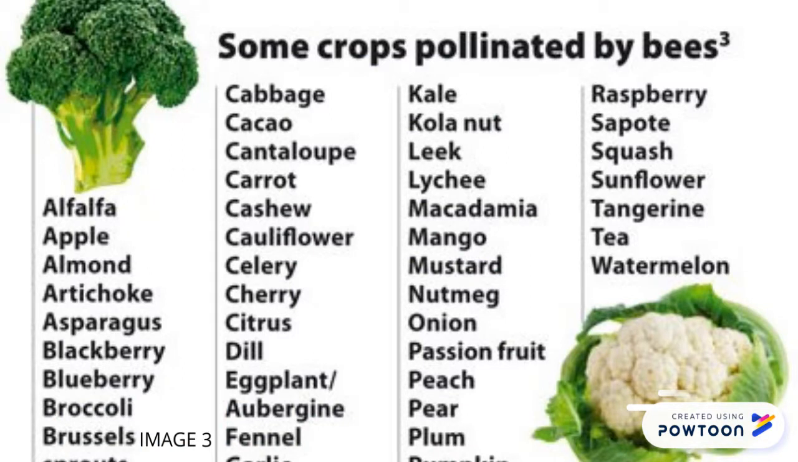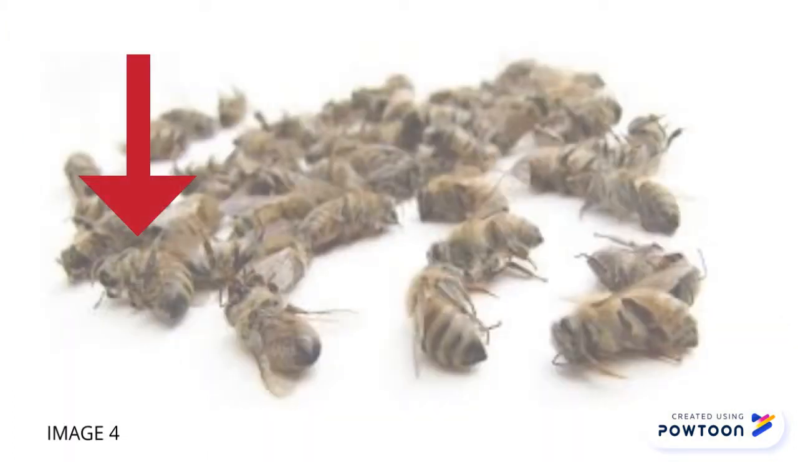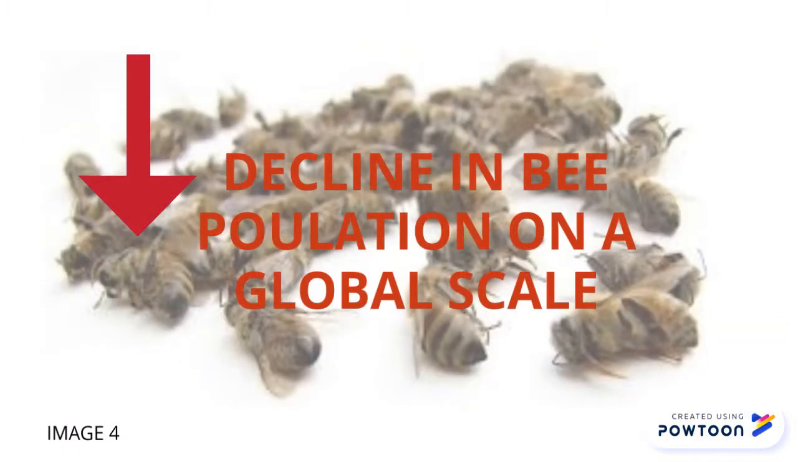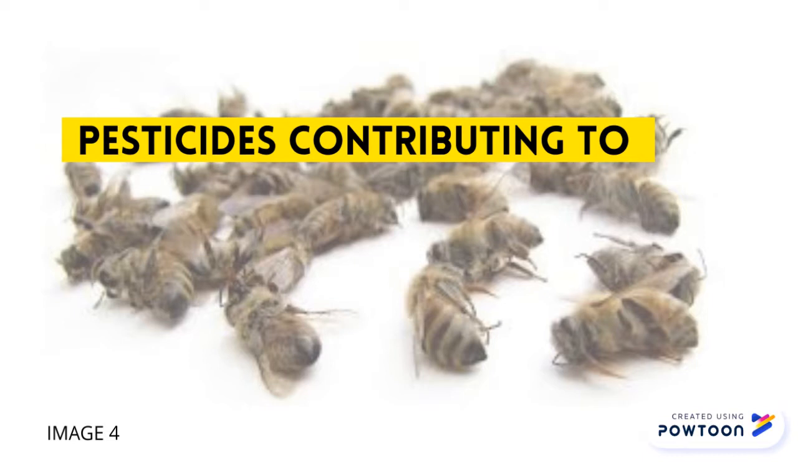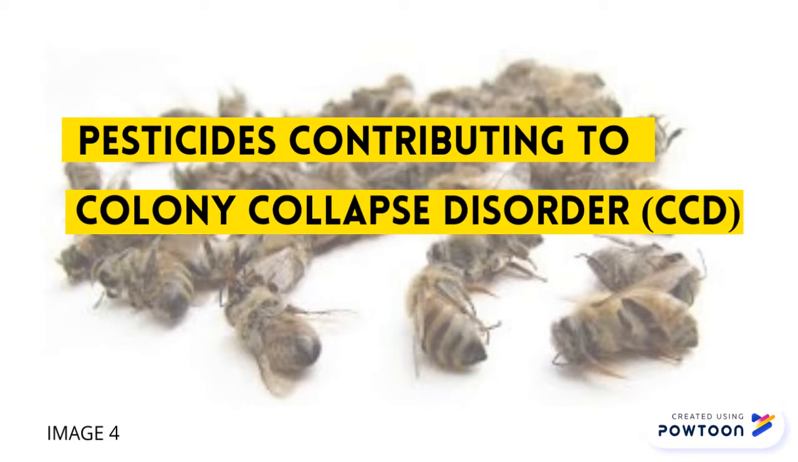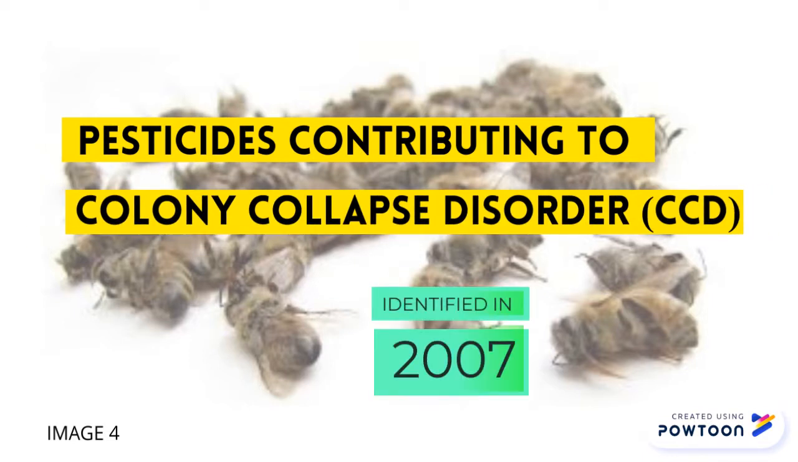Did you know that without bees, it is predicted that humans will only have 4 years to live? In recent years, we have seen a decline in the bee population on a global scale. Pesticides are affecting the bees both lethally and sublethally, and are thought to be one of the main contributing factors of colony collapse disorder, which was first identified in 2007.